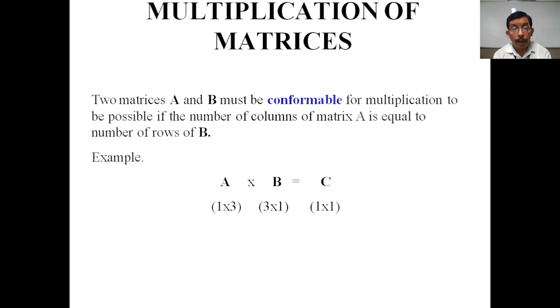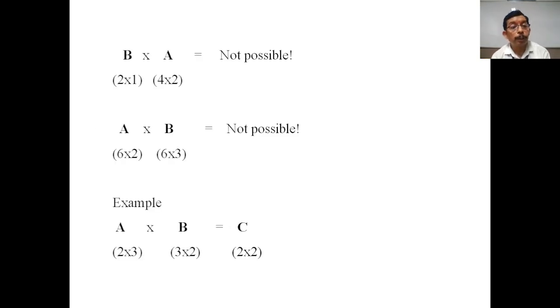Suppose A and B are two matrices. The order of matrix A is 1 by 3 and the order of matrix B is 3 by 1. The number of columns in matrix A is 3, the number of rows in matrix B is 3. Both are equal, so the multiplication is possible, or defined. The order of the new matrix is 1 by 1. The number of columns and rows cancel out, and the remaining order, 1 by 1, is the order of the new matrix.